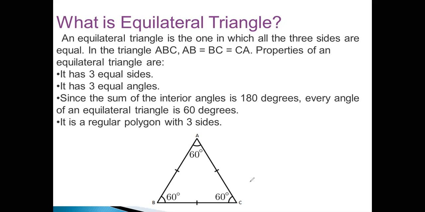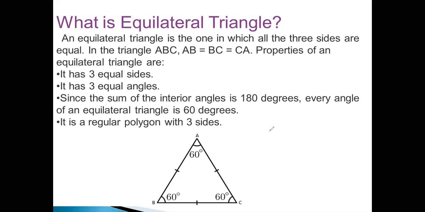Then what is the second property? The second property is about the angles. If all the sides are the same, then definitely the opposite angles will be the same. So if the three sides are the same, then all three angles will also be the same. In an equilateral triangle, remember that all the sides and all the angles are equal with each other.